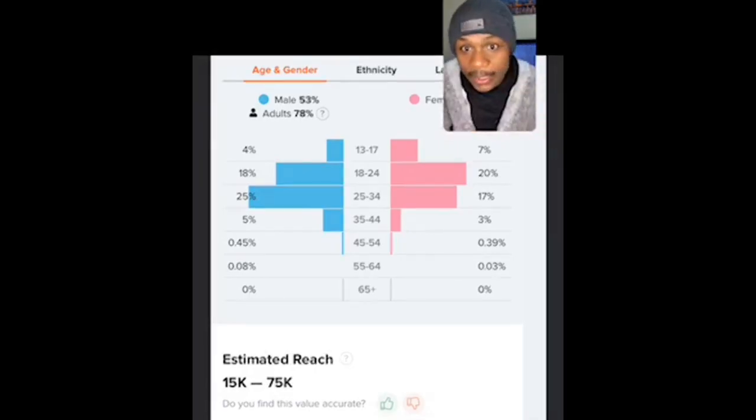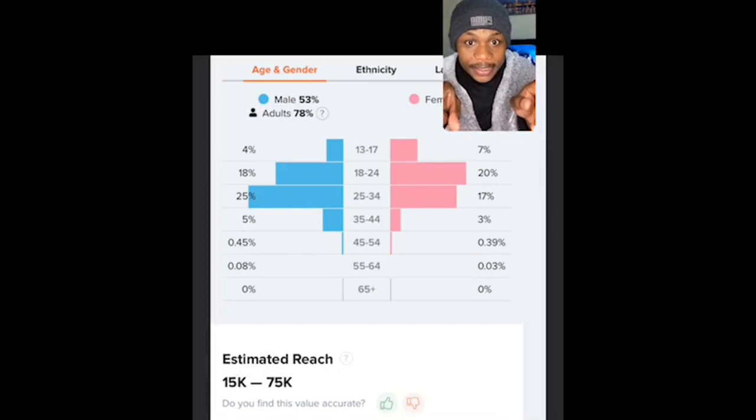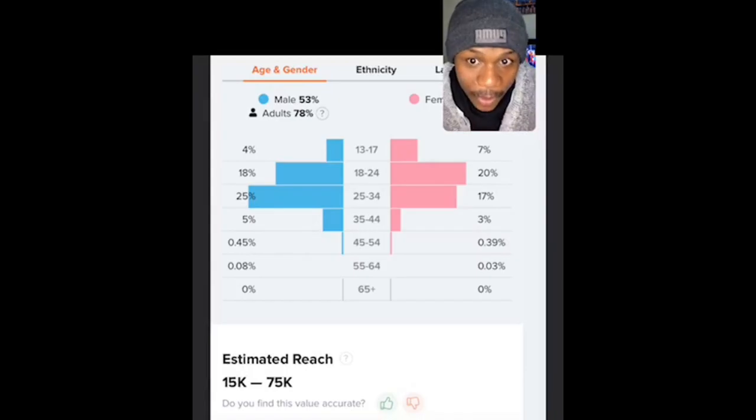On the other side as well, I don't know, they didn't show. And I've got people between the age of 13 to 17, but only 4% is male and then 7% is female. Between 18 to 24, I've got 18% male and then 20% female. Between 25 to 34, I've got 25% male. So I've got more adults, like it said, right?